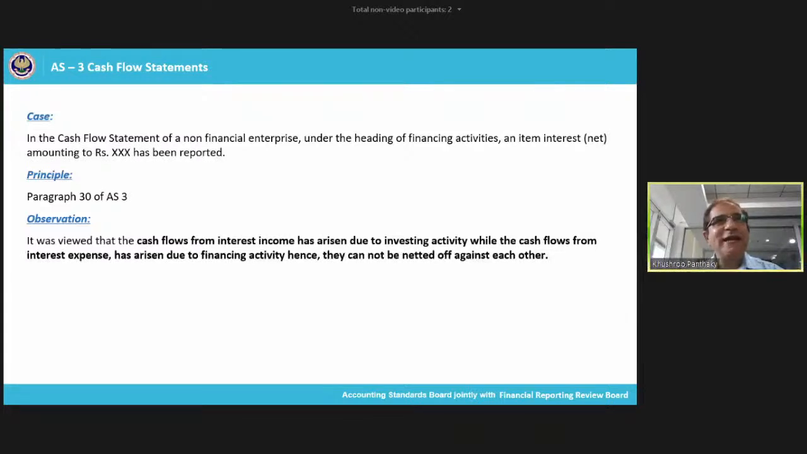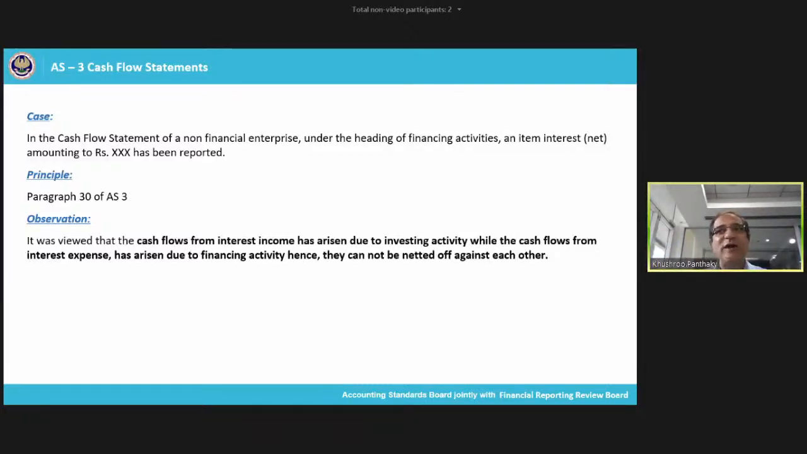In the cash flow statement of a non-financial enterprise, which means that the company is not dealing in financial services activities, it is not lending or borrowing, etc., under the heading of financing activities, an item of interest has been reported. Now, it was viewed that the cash flows from the interest income have arisen on account of the investing activity that you have made. When do you earn interest? When you actually make an investment, you earn interest. And therefore, this is nothing but an investing activity. It is therefore not appropriate that the cash flows from interest income have arisen due to the investing activity, while the cash flows from interest expense have arisen due to a financing activity. If there is an interest expense, you have actually availed a particular loan.